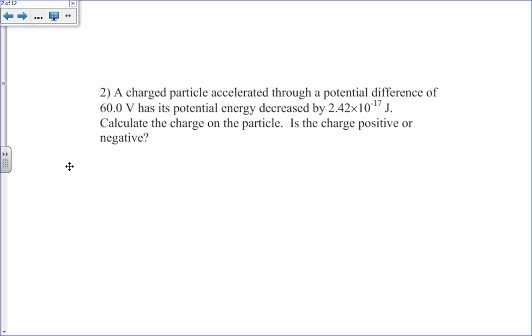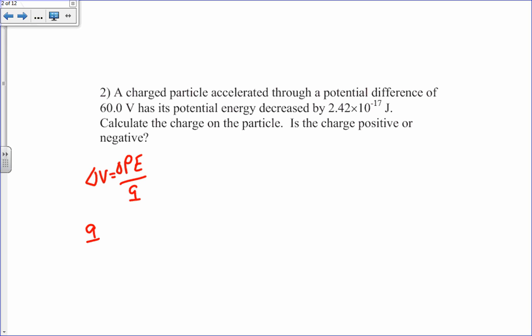All right, a charged particle is accelerated with a potential difference of 60 volts and has its potential energy decreased by this amount. Calculate the charge on the particle. Is the charge positive or negative? All right, so as I said, my change in potential is equal to the change in the potential energy over Q.